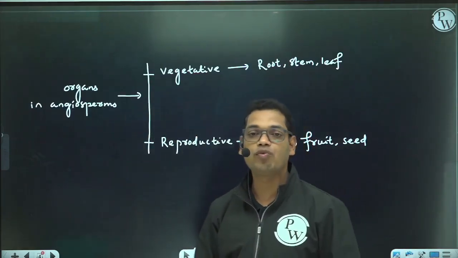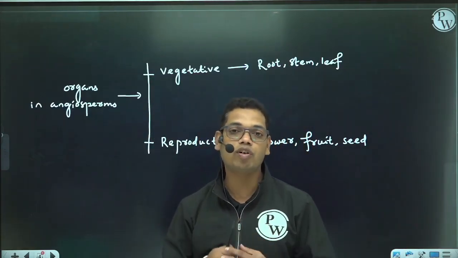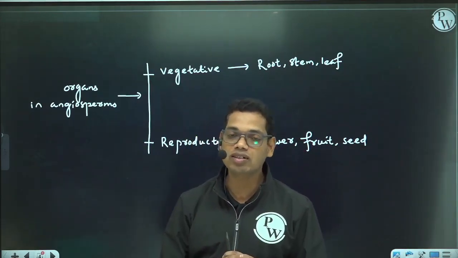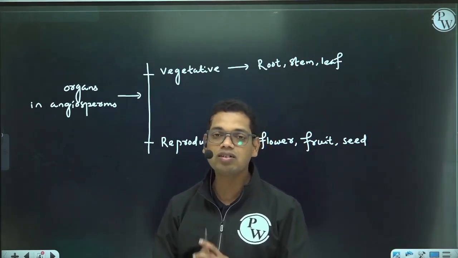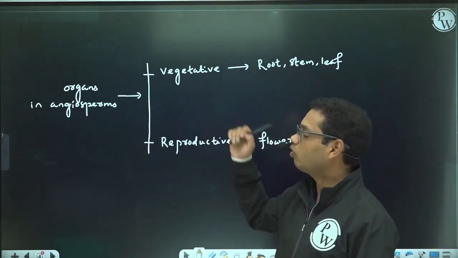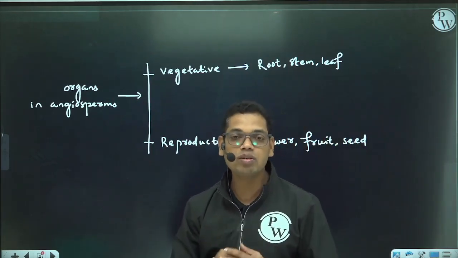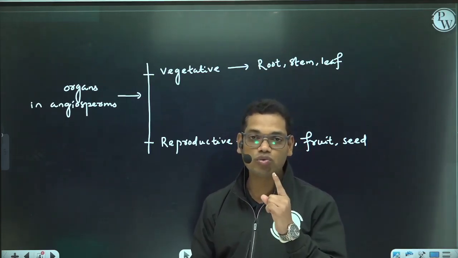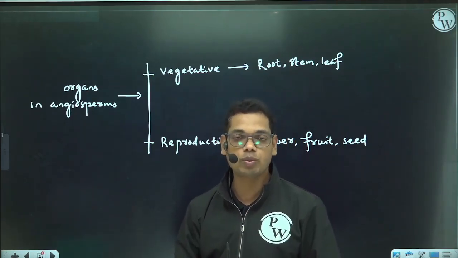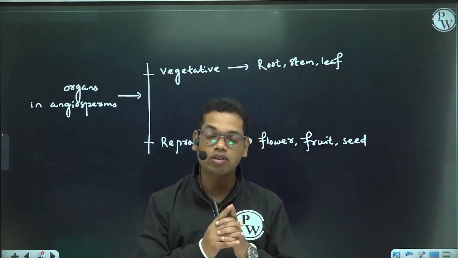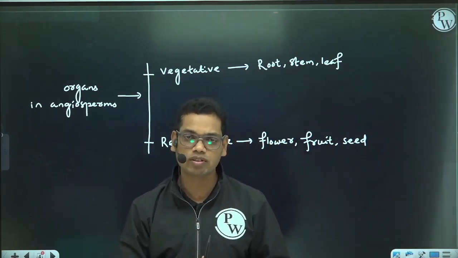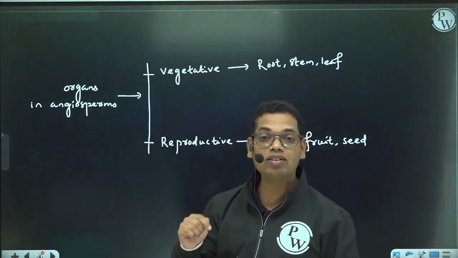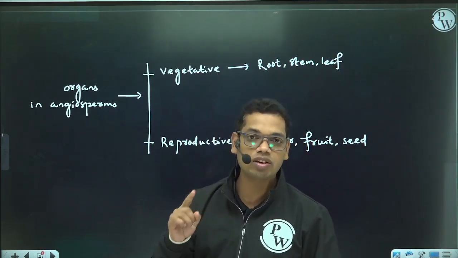The first thing I want to tell you is the type of organs present in angiosperm. In angiosperm, the organs can be classified into two groups. One is reproductive and the second is non-reproductive, that is vegetative. What is the basis for this classification? The basis is the involvement of the organ in sexual reproduction. In angiosperms, reproduction can be asexual, also known as vegetative propagation, or it can be sexual. Here the basis is the involvement of the organ in sexual reproduction.